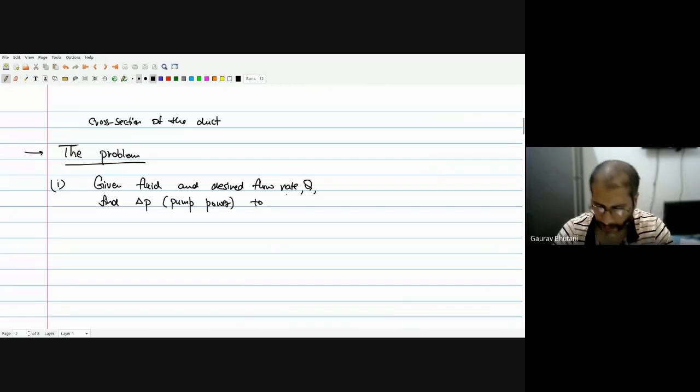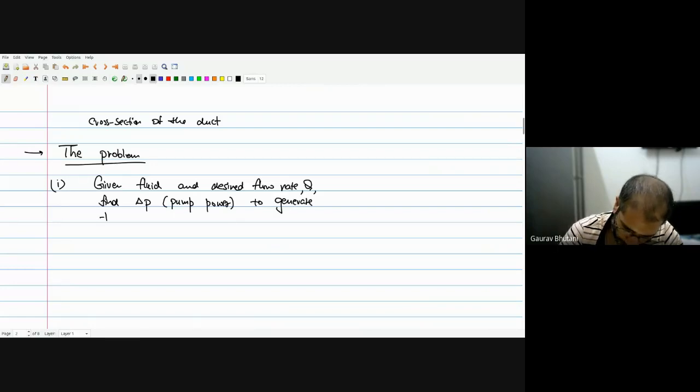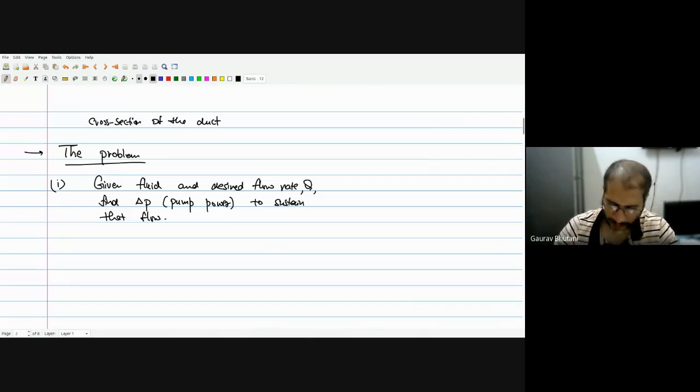So given a fluid and a desired flow rate, you would want to find the pump power to generate that flow, or let's say to sustain that flow. That's the first kind of problem that you want to solve in internal flows.